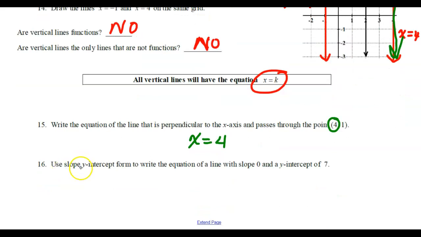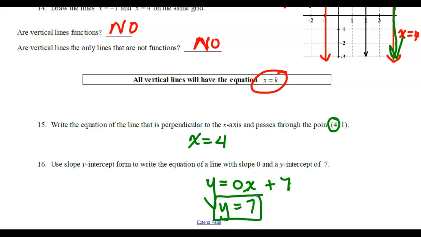And then use slope y-intercept form to write the equation of a line with slope 0. So that's 0x and y-intercept of 7. So if we use slope y-intercept form, then we'll have 0x plus 7, but then 0 times x is 0. So we really simplify it to y equals 7. Okay? Did you need to use slope-intercept form? No. It has a y-intercept of 7. So you can think about it. It's at 7. And it has a slope of 0. So you know it's a horizontal line. So it's y equals 7. Okay?